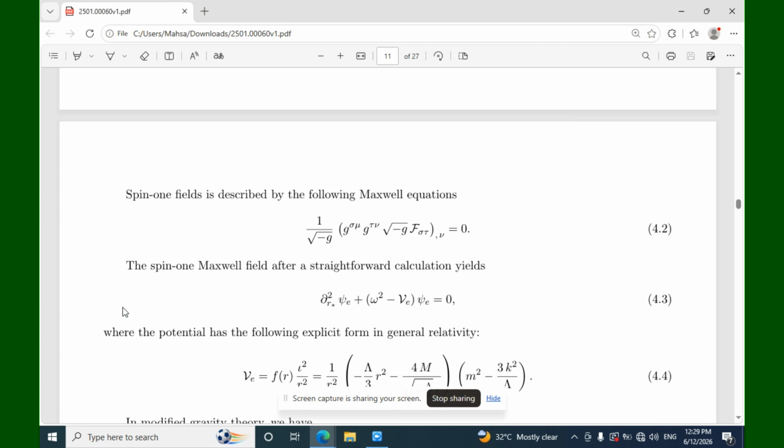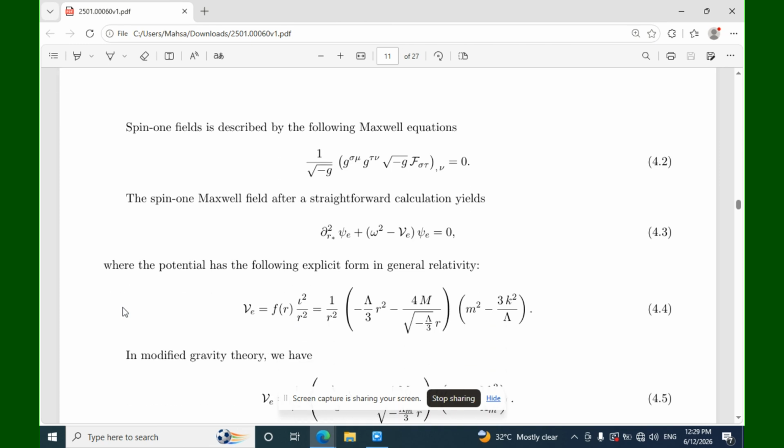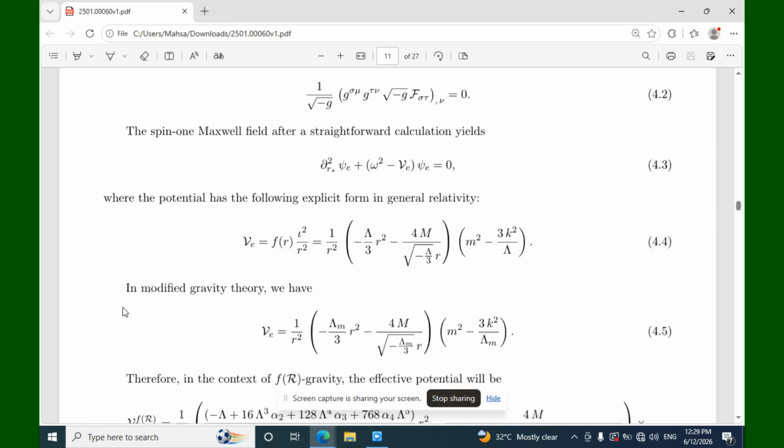This being one Maxwell field, after straightforward calculation yields the second derivative of r_star of E plus ω squared minus V times E is equal to 0, where the potential has the following expression in general relativity: V is equal to f(r) times l squared over r squared, and also is equal to 1 divided by r squared minus r divided by 3r squared minus 4m divided by square root minus r divided by 3r multiplied by m to the power of 2 minus 3 cos to the power of 2 divided by r.